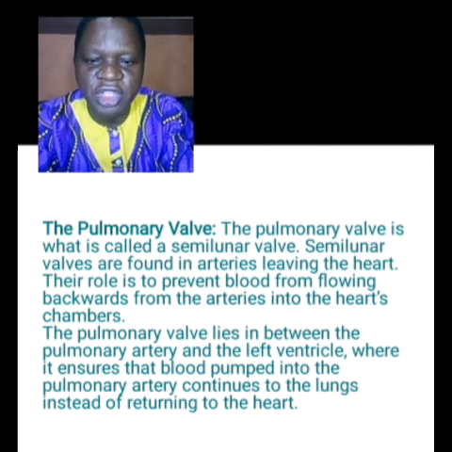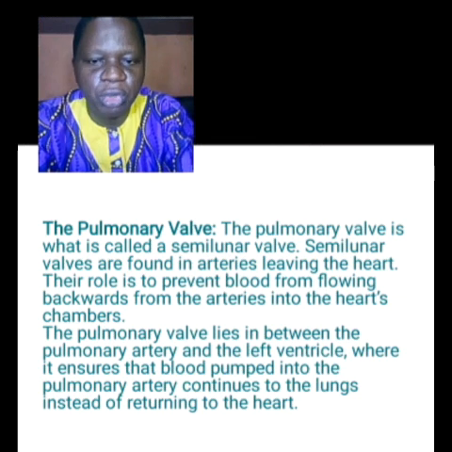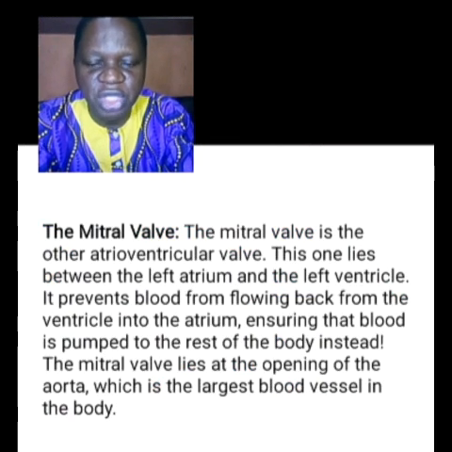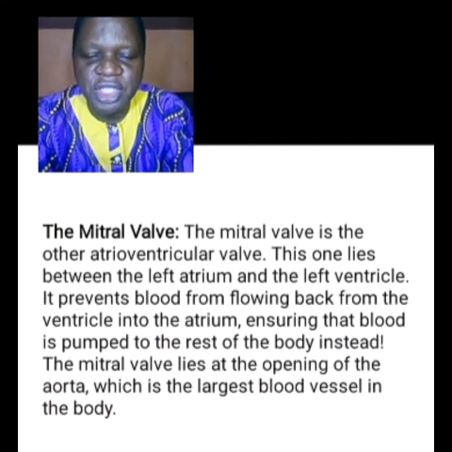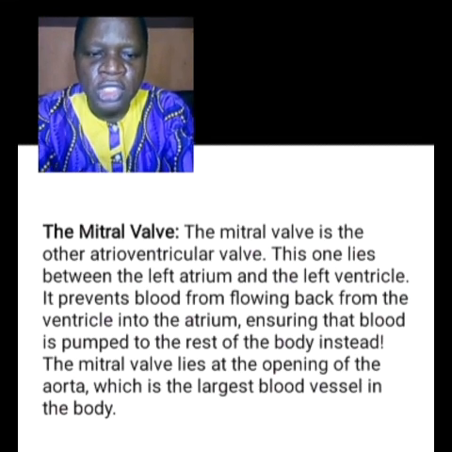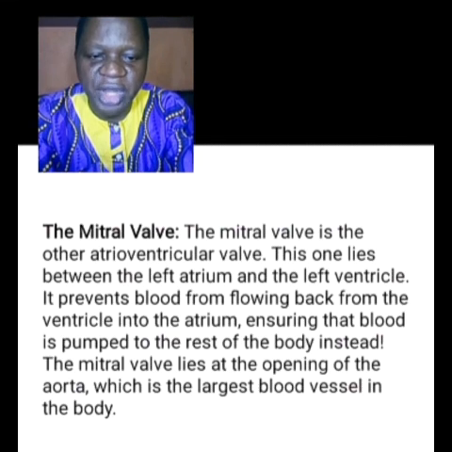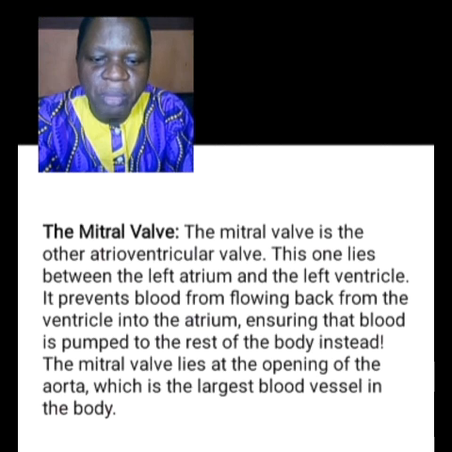How about the mitral valve? Like I said earlier, the mitral valve is also referred to as the bicuspid valve, and it is also atrioventricular. That means it only allows movement of blood from the atrium into the ventricle. So this lies between the left atrium and the left ventricle, and it prevents blood from flowing back from the ventricle into the atrium.